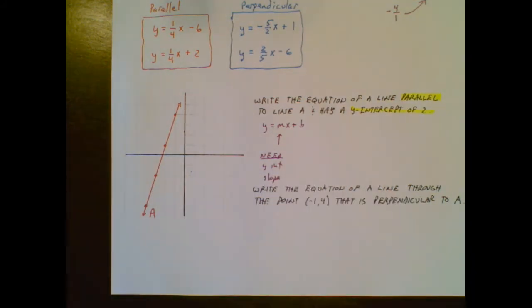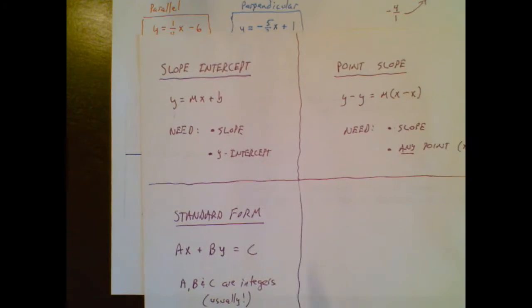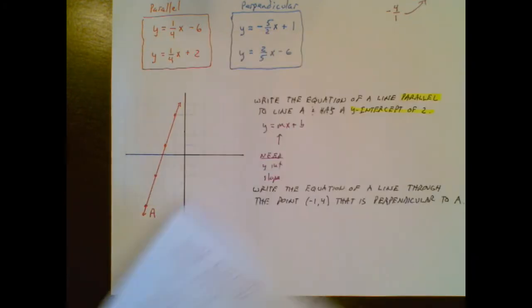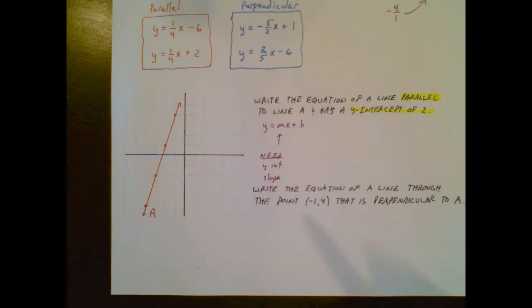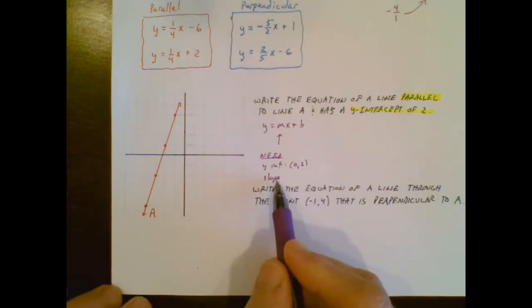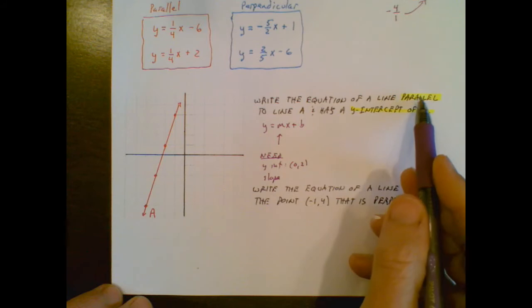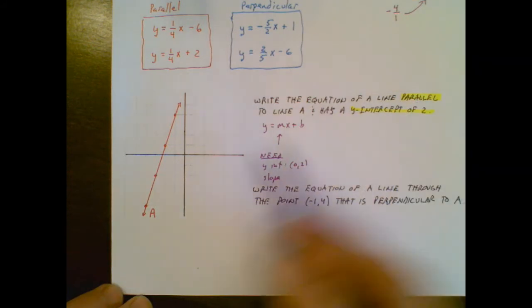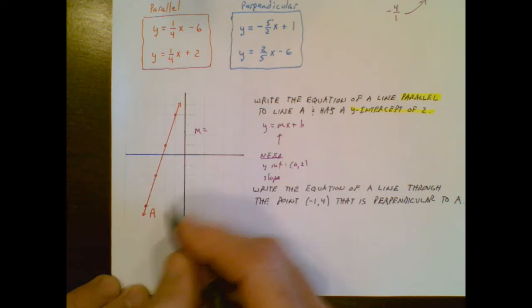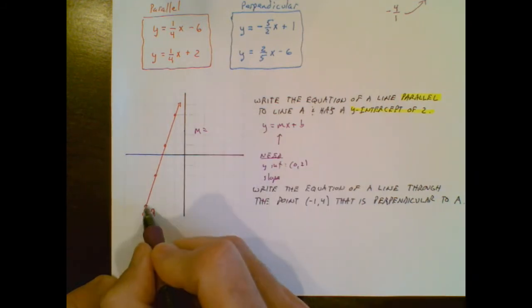As a reminder, slope-intercept needs a slope and a y-intercept. Well, they gave us the y-intercept, and they didn't give us the slope, but they said the line we're looking for is parallel to the line you see here. So I'm going to figure out the slope of this line. In this case, I'm going to use rise over run.